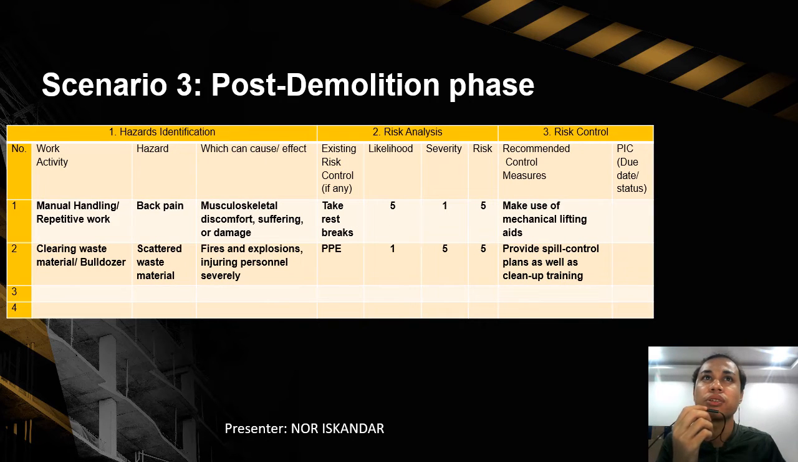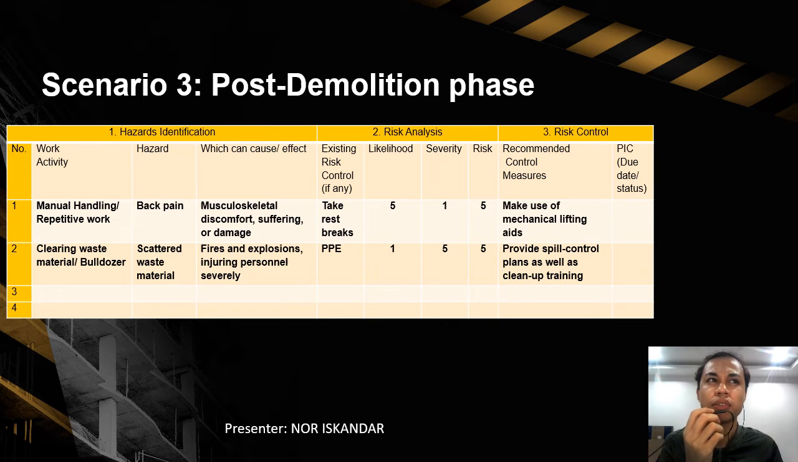So the third scenario is the post-demolition phase. The work activity that can cause back pain is manual handling or repetitive work. This work activity can cause musculoskeletal discomfort, suffering or damage. So we can make use of mechanical lifting aids as a risk control.